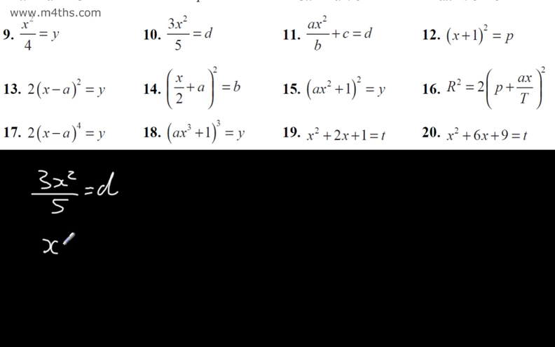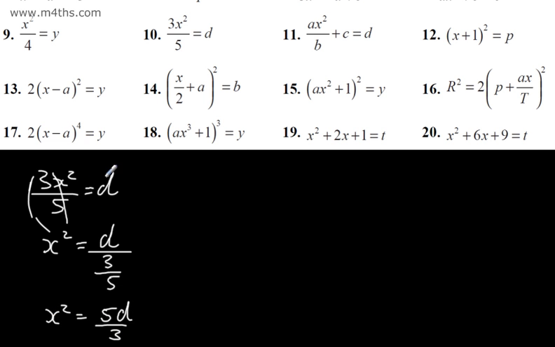3. That is the same as saying I'm going to divide both sides by 3/5. Remember, this is just 3/5 multiplied by x squared. So if you divide both sides by 3/5, then x squared is going to give us now 5d over 3. So often students say multiply by 5, divide by 3, perfectly fine, but it's the same as dividing by 3/5.